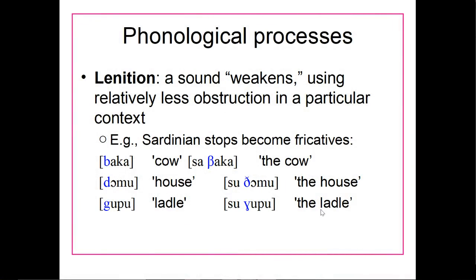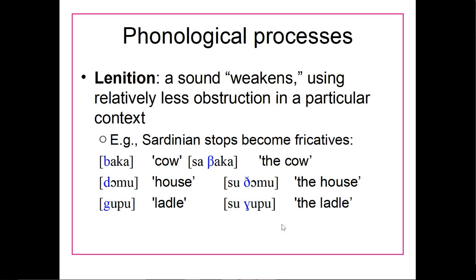Lenition is another type of sound change. So lenition is when we have a sound that's, in quote marks, weakening. There's no real way to define a weak or a strong sound, but one way to put it is that a sound is weakening because it's using less obstruction in a particular context. So basically, it's weakening because it's going from being a stop to becoming something like a fricative.